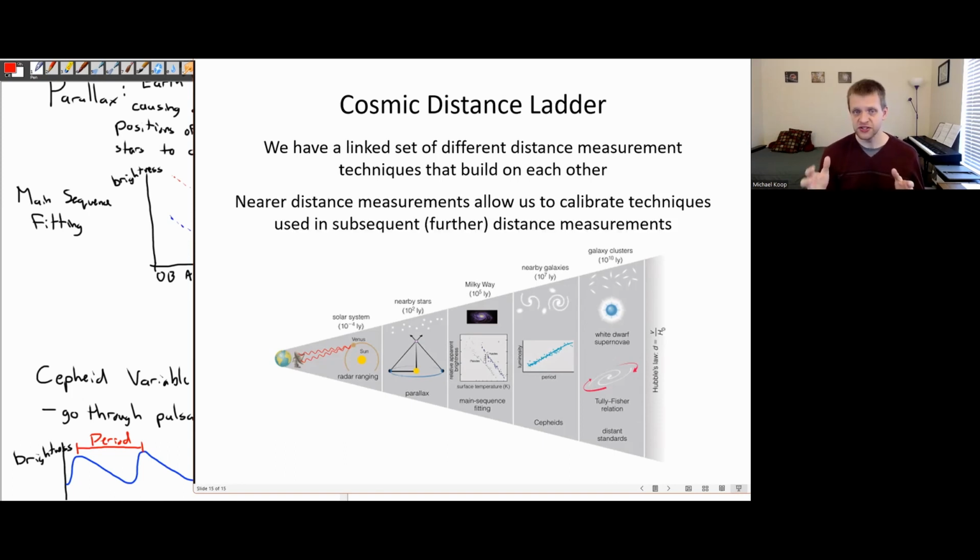So with this cosmic distance ladder, we use the nearer distance measurements to allow us to calibrate all of the techniques that we use in further distance measurements. Now, think about this for a second. Pause the video and think about this. Would there be any danger in using this kind of linked set of measurements? So pause the video for a second and think about that before we talk about this.